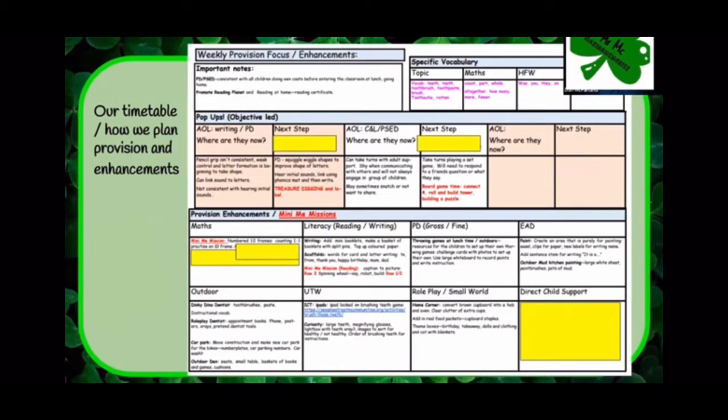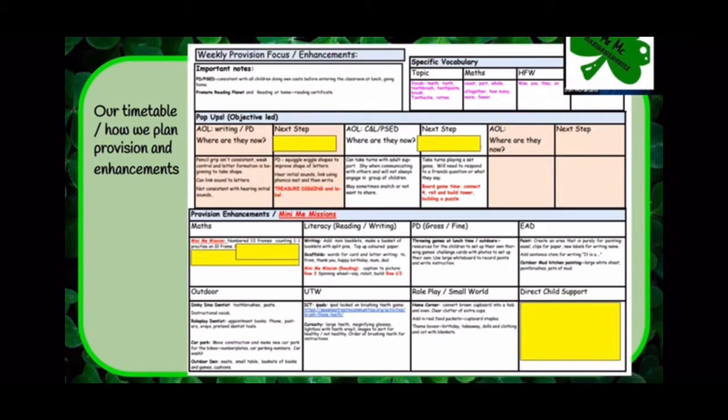Because if that was just left out in provision, for example, that one there at the top on the left about pencil grip and forming letters, would those children get what they need out of it independently? No, I feel that they would need an adult there to guide them, to help teach that skill. And then when they've had it a couple of times, then it can go out as a mini-me mission, or just left out for them to freely access.